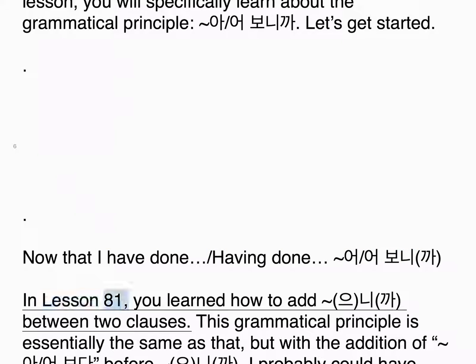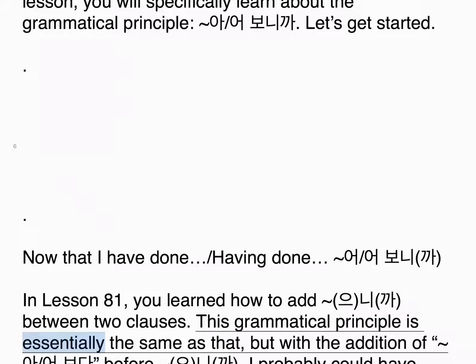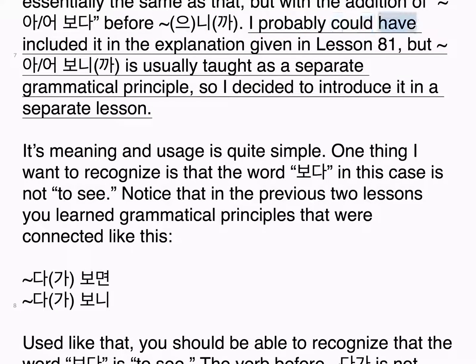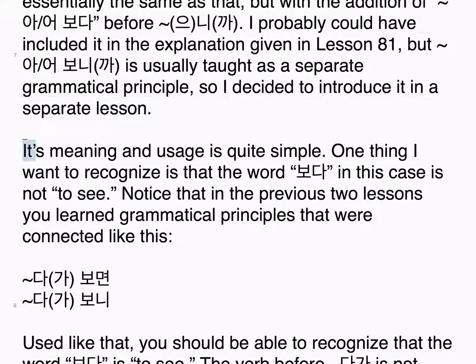보니까. In lesson 81, you learned how to add 으니까 between two clauses. This grammatical principle is essentially the same as that, but with the addition of 보다 before 으니까. I probably could have included it in the explanation given in lesson 81, but 보니까 is usually taught as a separate grammatical principle, so I decided to introduce it in a separate lesson. Its meaning and usage is quite simple. One thing I want to recognize is that the word 보다 in this case is not "to see."